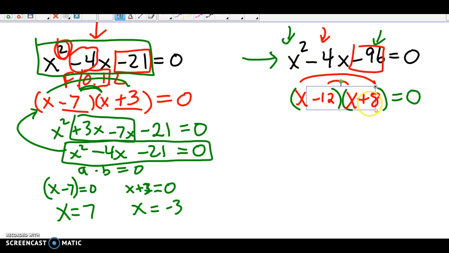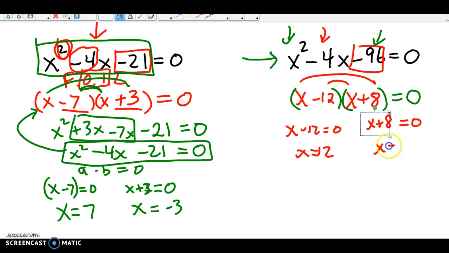x minus 12 times x plus 8 equals 0, so x minus 12 equals 0, which means that x is 12, or x plus 8 equals 0, which means x equals negative 8. So those are my two answers.